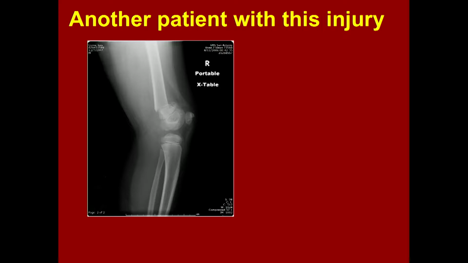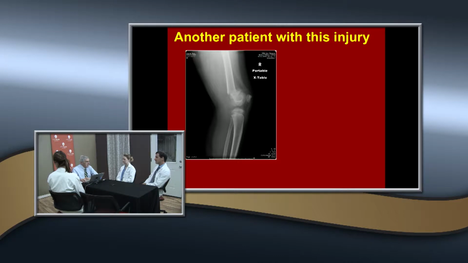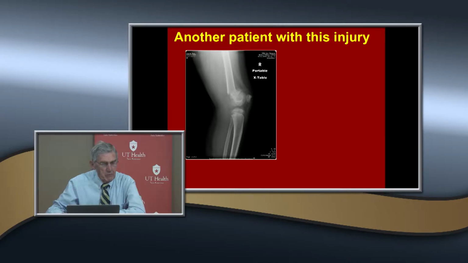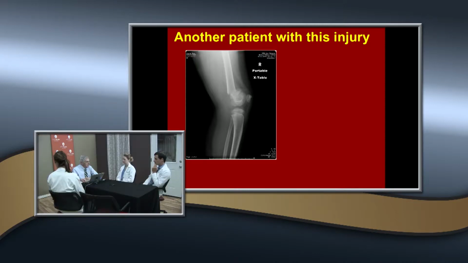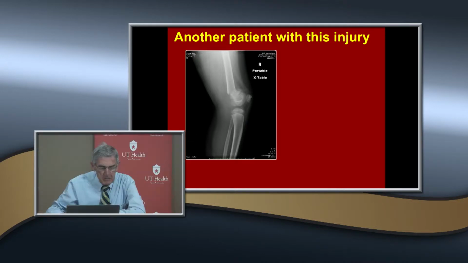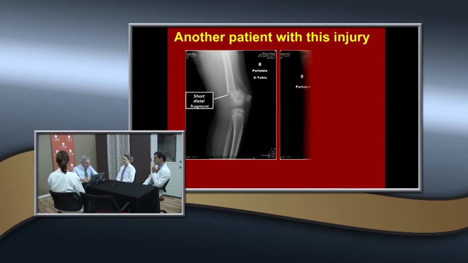Can you control it with a cast? You'd have to put it in almost 90 degrees of flexion. They wouldn't tolerate that, and it probably wouldn't help. What can you do? You could do a plate, but there's not much bone here. Do you want to put a plate across the physis? No. Well, some people do, and then they take it out after the fracture's healed. If there's a big enough fragment in the metaphysis, you can do screws. That's right. How many do you have to put? 2, that's right.